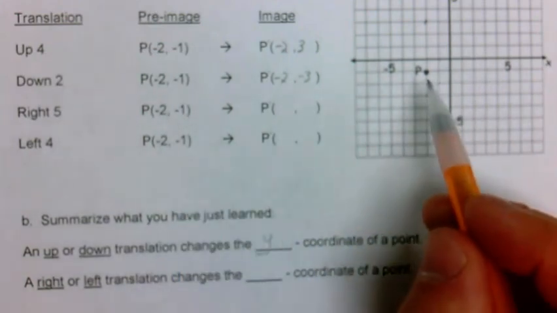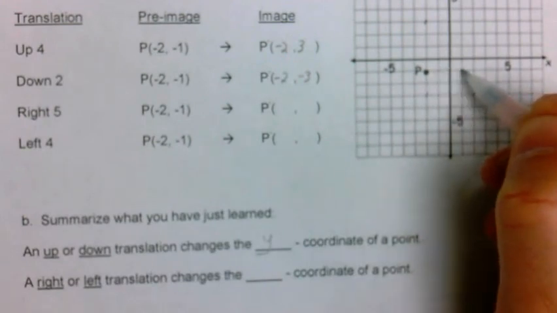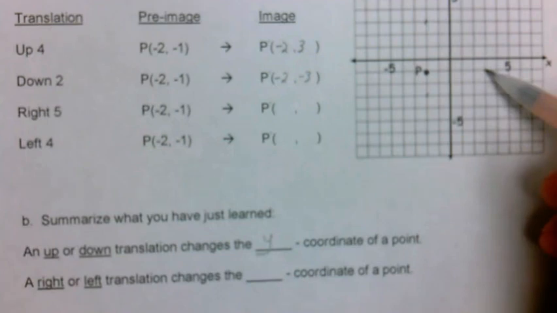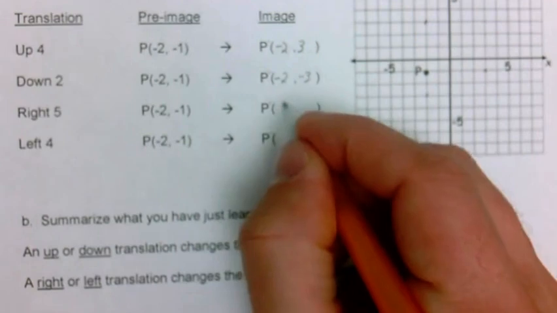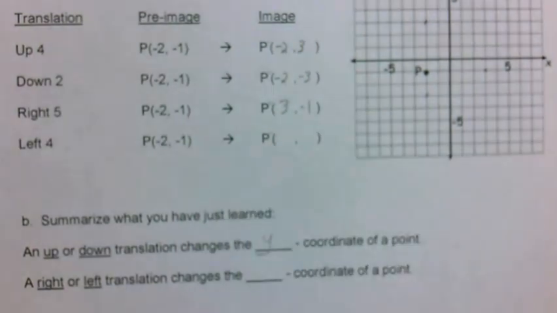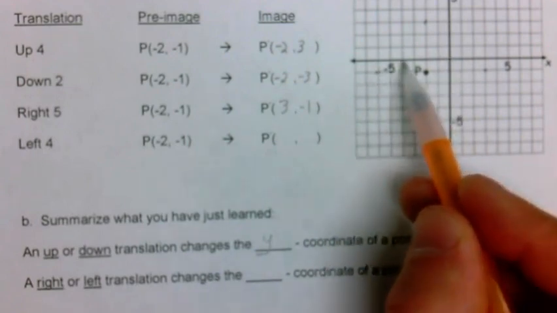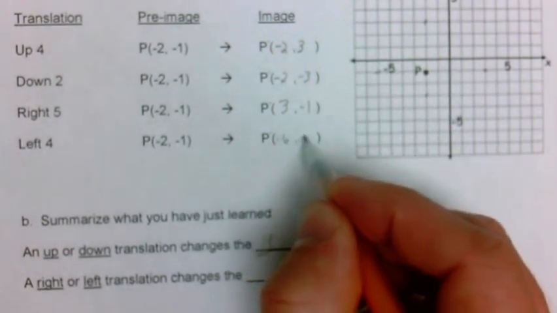Now, what if we took our point P and moved it right or left? So again, point P is at -2, -1 right here. Let's first move it right 5 units: 1, 2, 3, 4, 5. If this were where point P prime were located, it would be at the point +3, -1. What if I took point P and I moved it left 4 units? 1, 2, 3, 4. That would be found here at the point -6, -1.